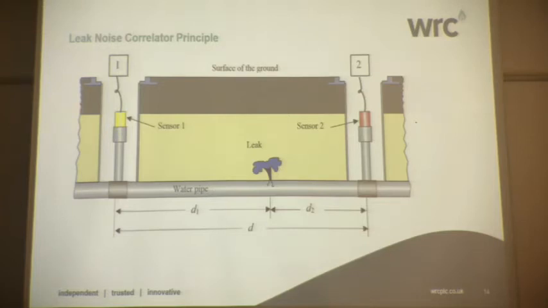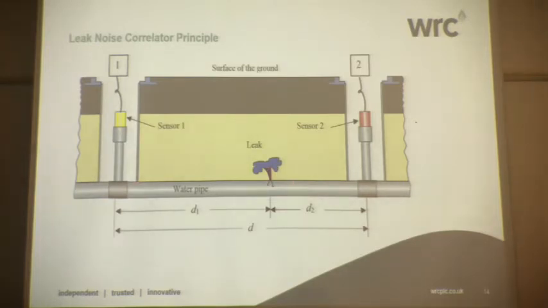The sensors are located on existing fittings, hydrants, valves, whatever it might be, on the pipe at either end, and the sound travels along the pipe. You carry out correlation, so that's where it gets its name from, which is just comparing the two signals in time and looking for the time delay between the two signals, and that allows you to calculate where the leak is.